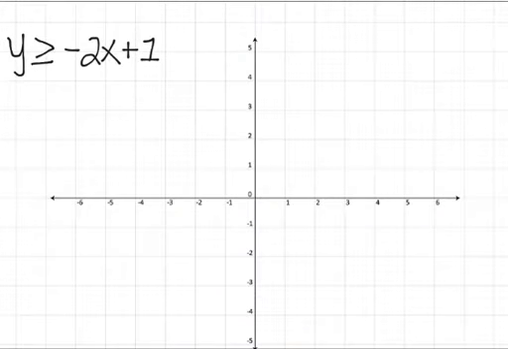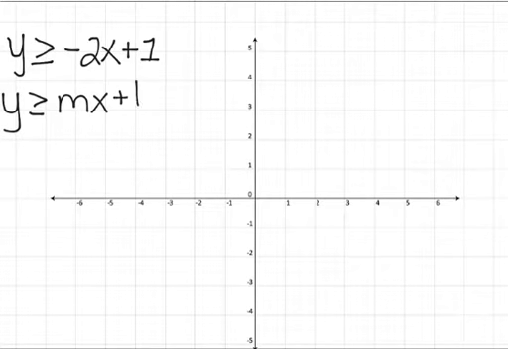Our first practice example is y is greater than or equal to negative 2x plus 1. I would like you to see that this equation looks just like y is greater than or equal to mx plus b. So we know that we have an m, we have a slope, and we have a b, we have a y-intercept. We're going to use that to graph. I always begin with the b to graph, which is my y-intercept. Here it is a positive 1, so I put my point at positive 1 on the y-axis.